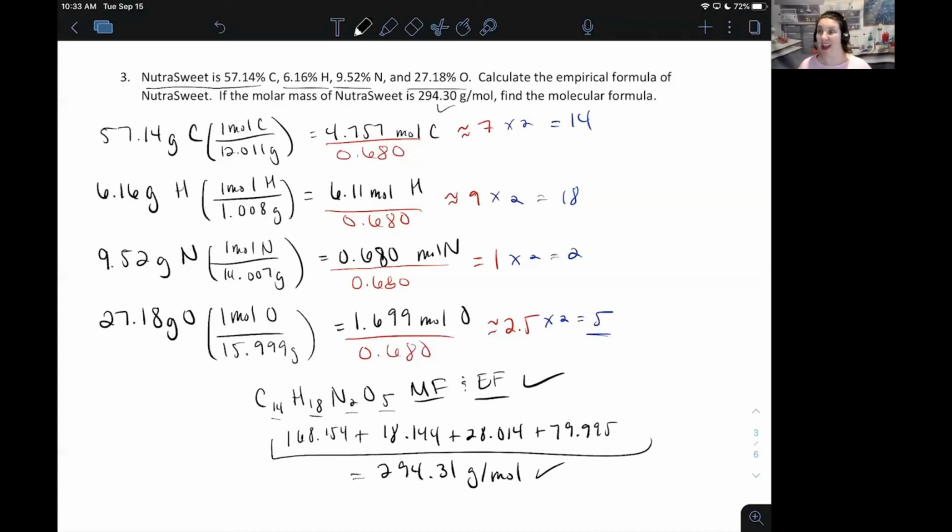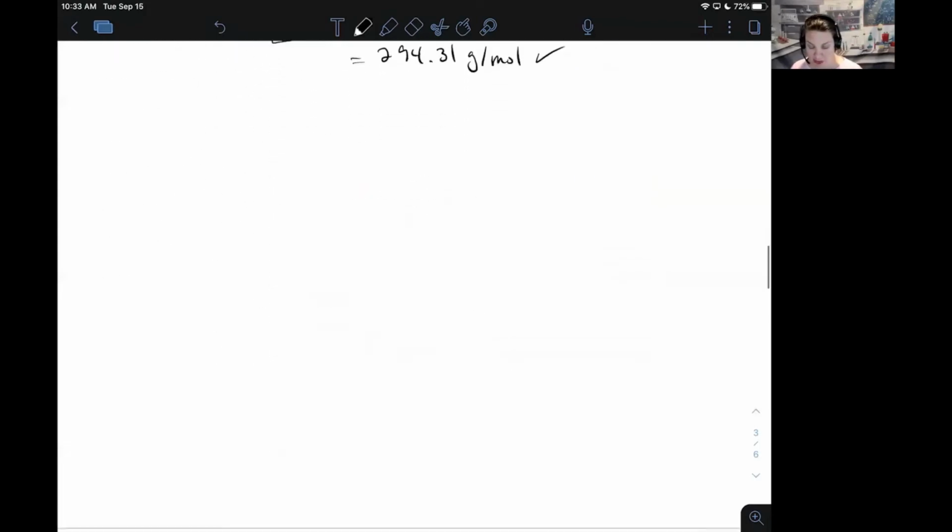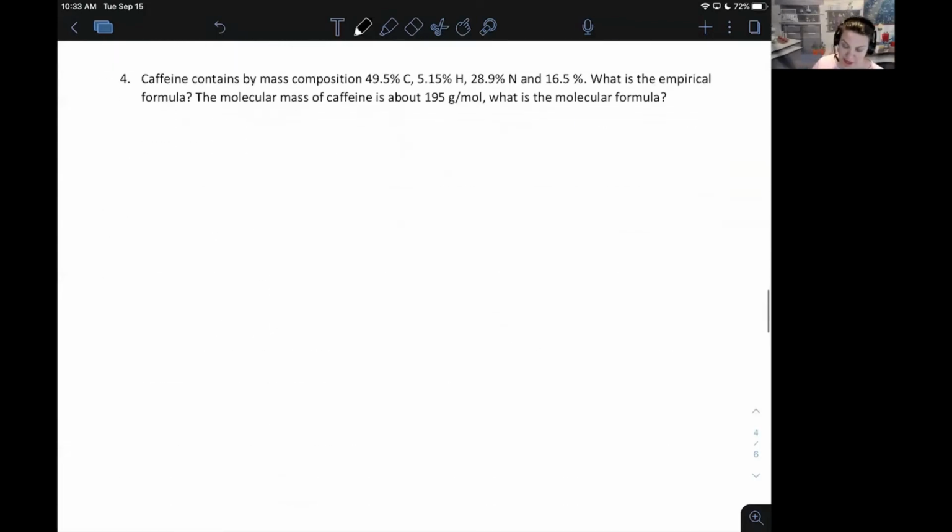Okay, if those values are not the same, then you're going to take the molar mass, your molecular mass, divide it by your empirical formula mass to get a number. That number is basically what you'll multiply your empirical formula by to get to your molecular formula. So let's see what happens when we do this one.